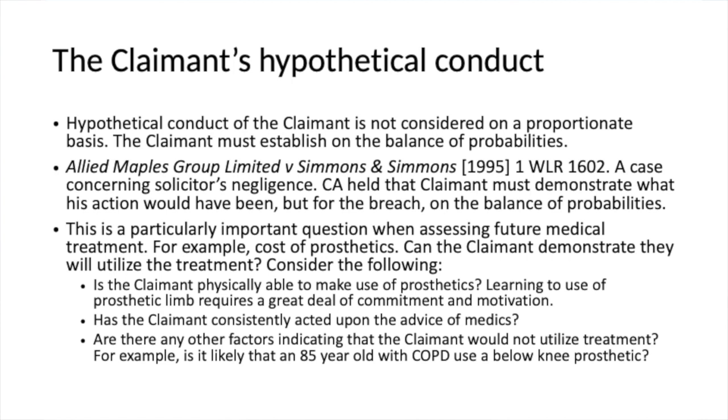Also consider other factors which would or would not indicate whether or not the claimant would utilise treatment. For example, going back to the prosthetic limb, if the claimant's an 85-year-old individual with COPD, is it really likely that he or she would make use of a below-knee prosthetic limb? You've got the age to consider. Also, the pre-existing COPD. Is that likely?